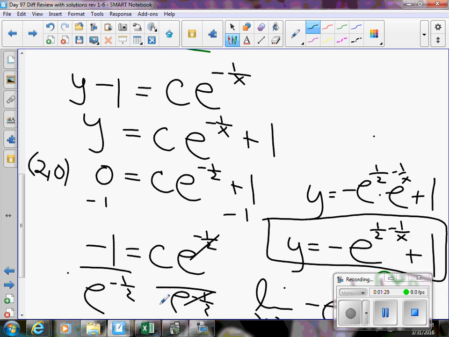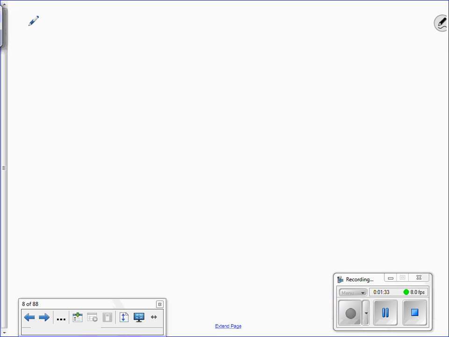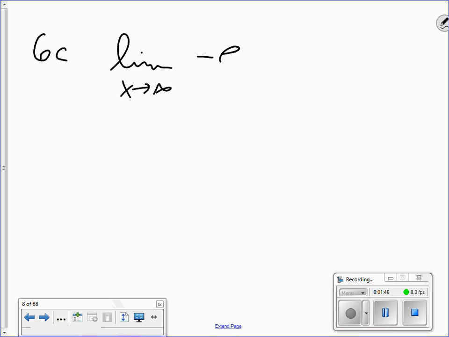So then, for the next part, C, remember, we took a vote. This is 6C. We're asked to find the limit as x approaches infinity of our solution, which was negative e to the 1 half minus 1 over x, and then plus 1.